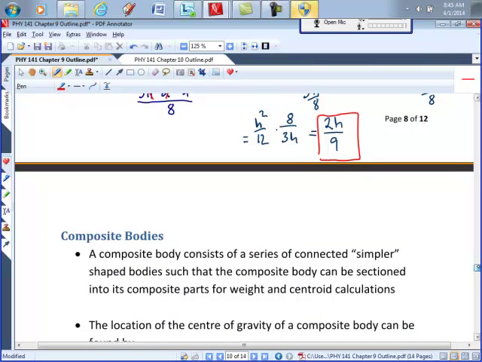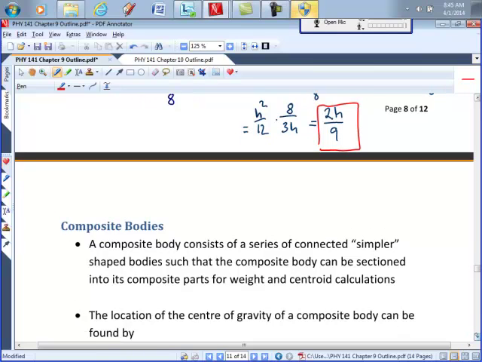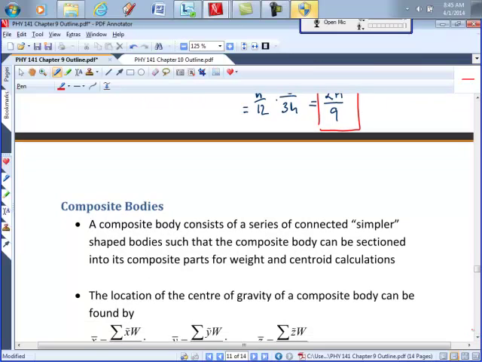All right. Most of the time, fortunately, we're not going to have to do these difficult integrations, or even easy integrations, because most of the time the objects that we're dealing with are regular shapes, or even semi-irregular shapes, that have tabulated values for their centroids. And they're made up of a number of different shapes. So a composite body consists of a series of connected, simpler shaped bodies such that the composite body can be sectioned into its composite parts for weight and centroid calculations.